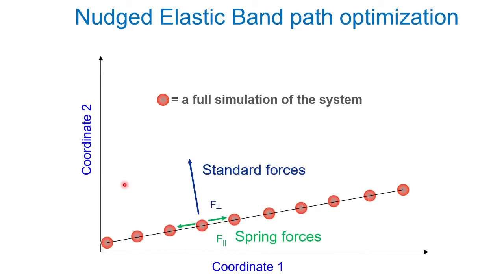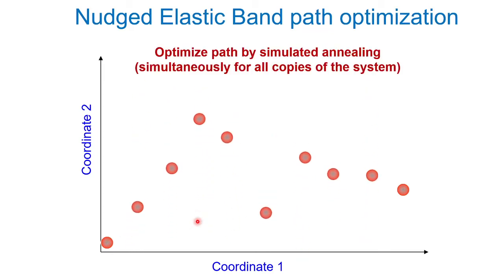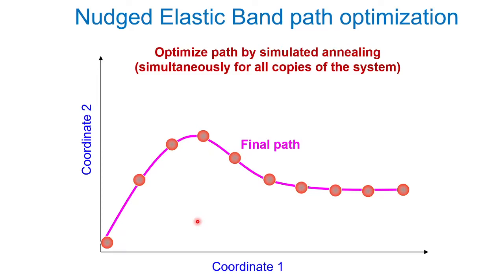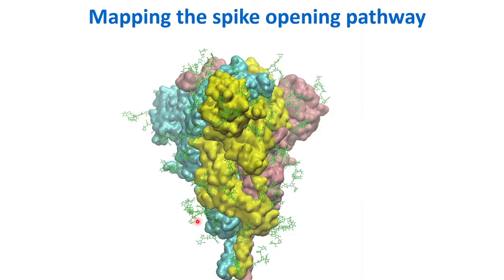Then we do some decomposition on the forces. I won't get into too many of the details, but we remove our normal force field forces from in between the springs so that they can climb over the barriers. And then we run the whole thing through an optimization protocol and get out what our final pathway is. So that's what we're going to do here on this spike.